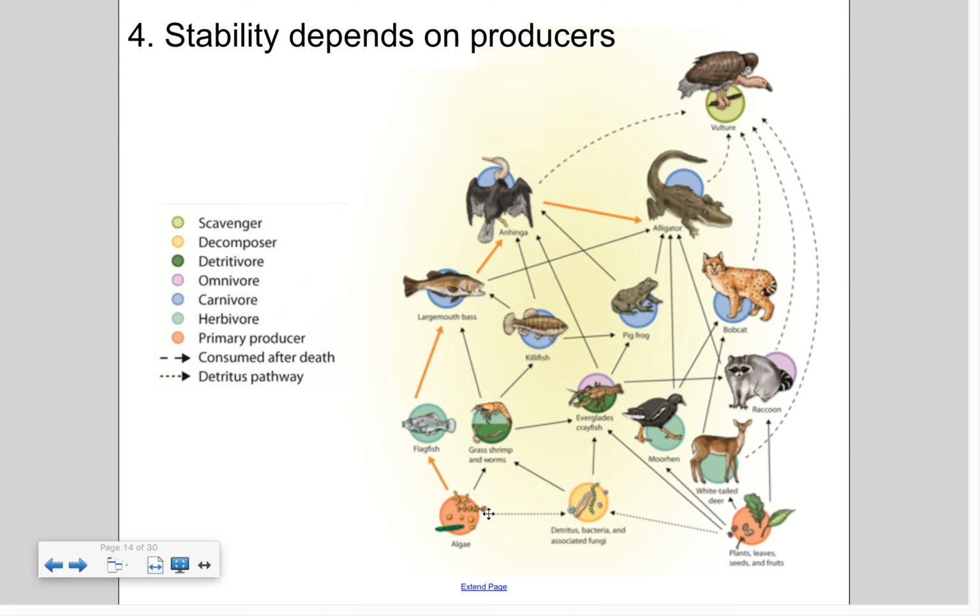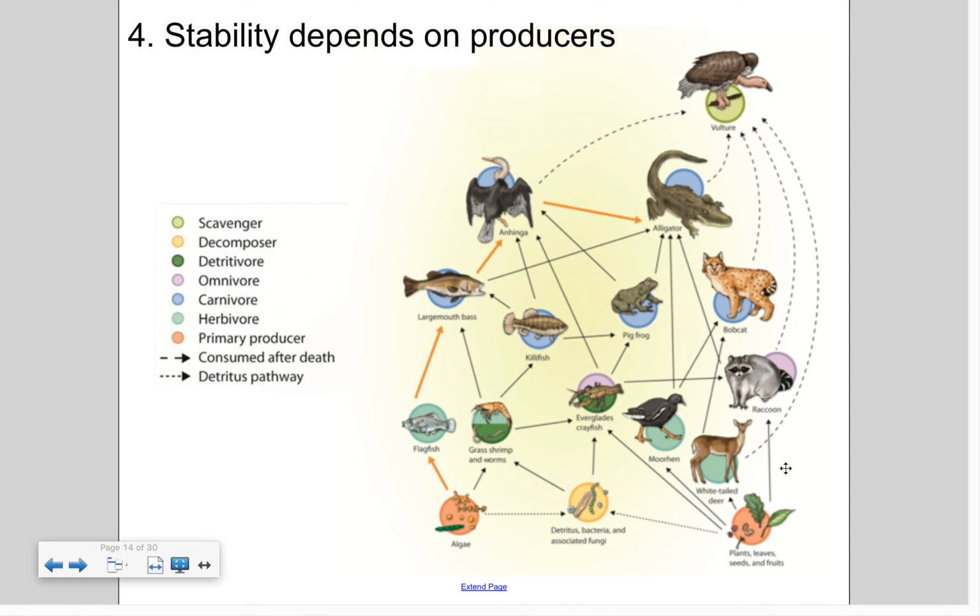But let's just start with our primary producer. Okay, primary producers, they can die and be decomposed, and then bits and pieces can be used by other organisms. But let's just say they don't die on their own. Let's say they were consumed by this flagfish, and the flagfish was consumed by a largemouth bass, and then by an anhinga, and the anhinga dies, and the vulture eats it. But here's one food chain.